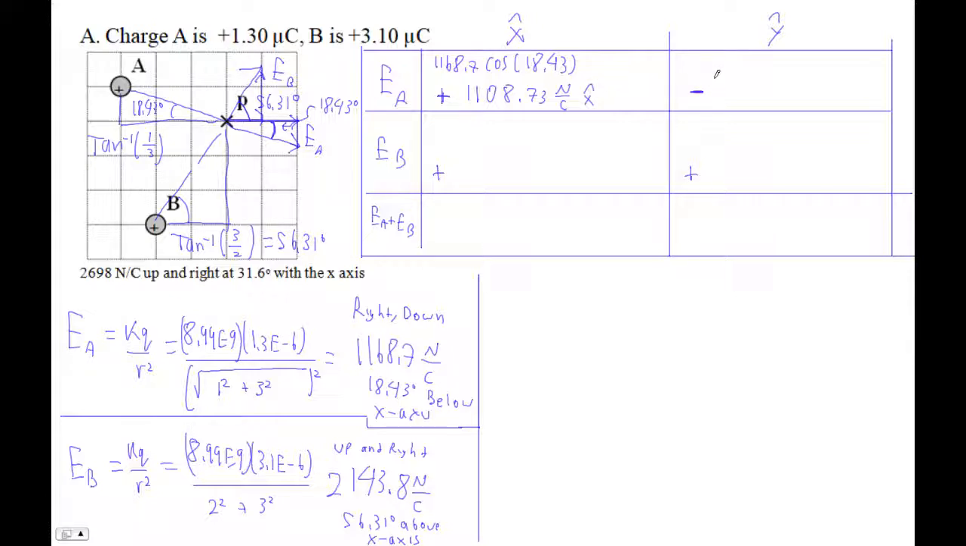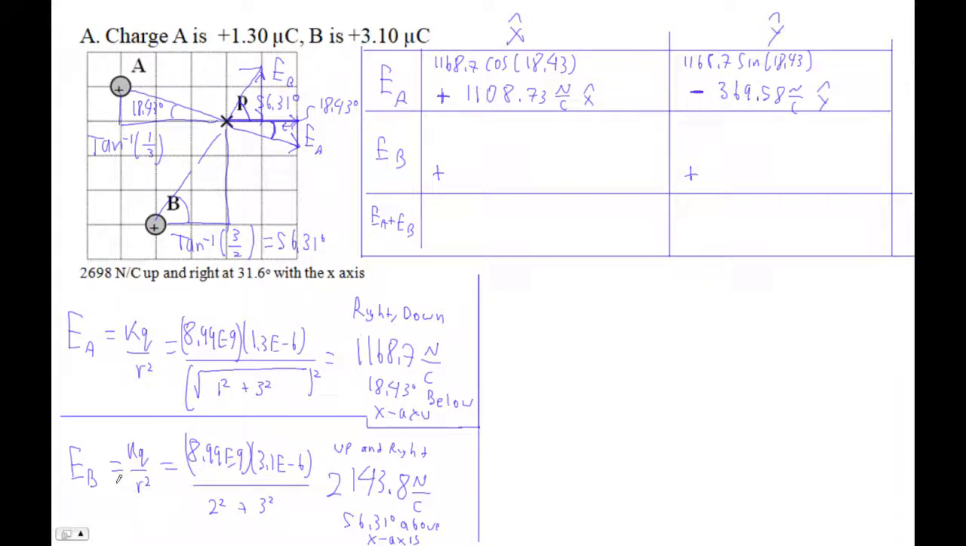And then I'm going to do the same thing, only I'm going to do sine of, so this is going to be 1168.7, this guy right here, sine of 18.43. So let's do that. Let's see. Okay, sine. All right, 369.6. I'll say 369.58 newtons per coulomb. That's in the Y direction.